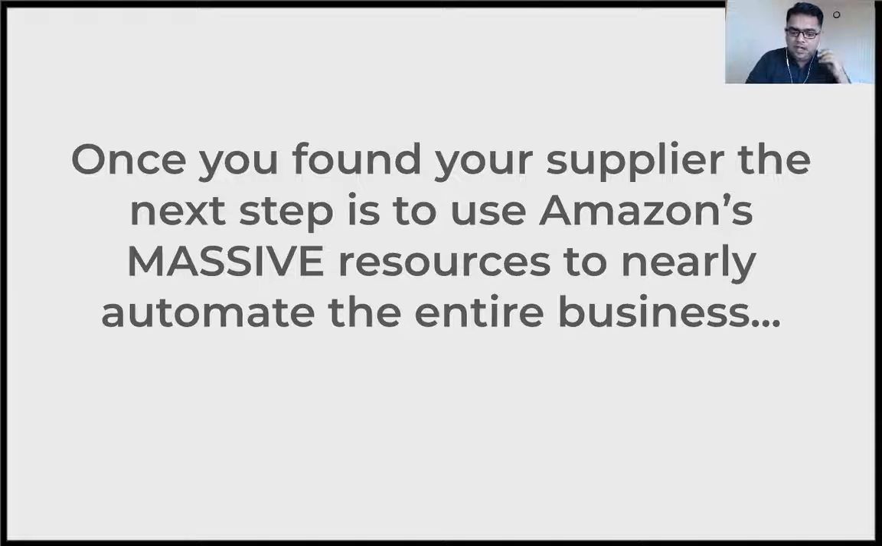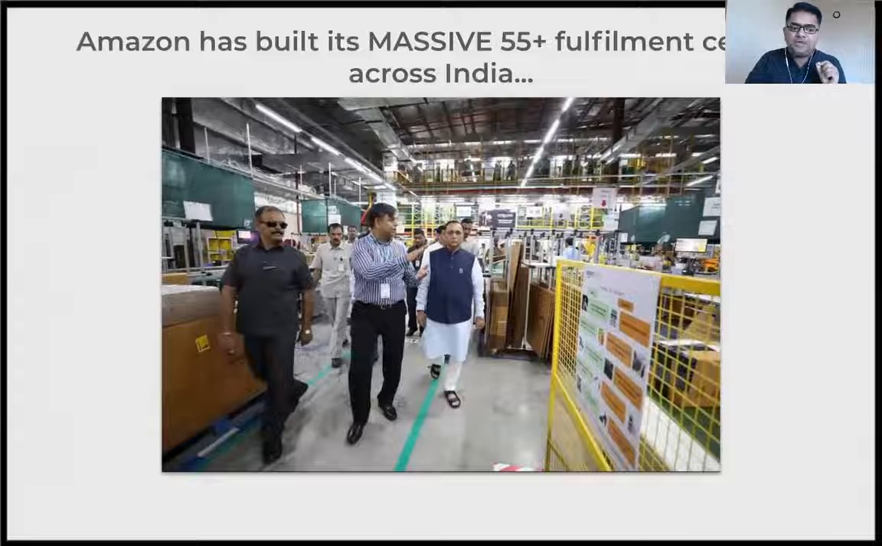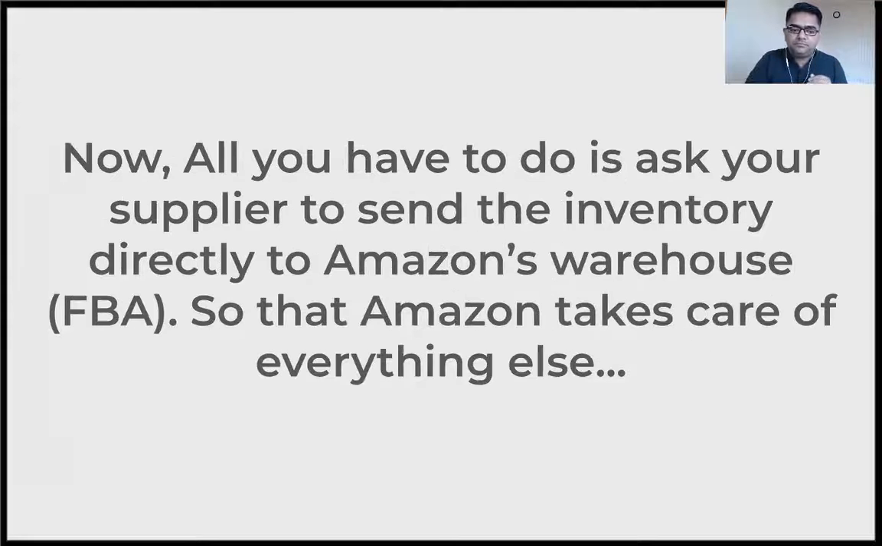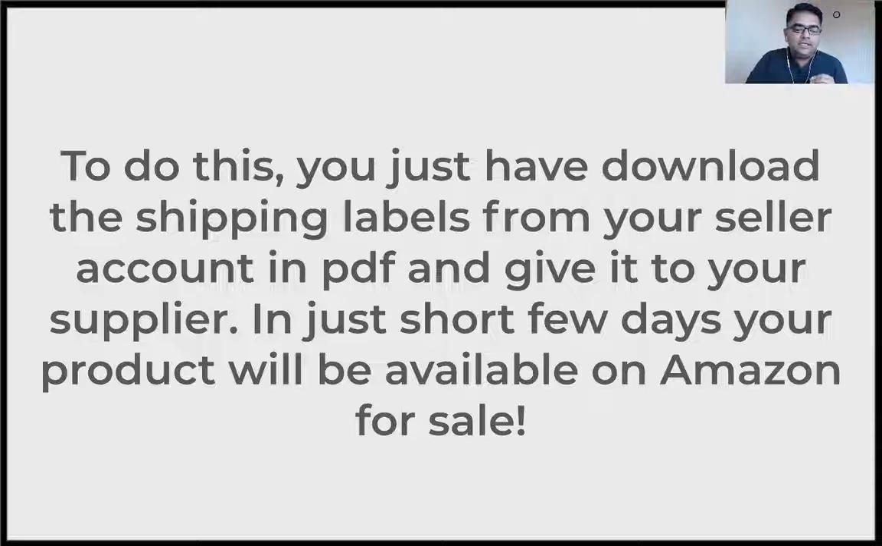automate the entire process. Amazon has built its massive 55 plus fulfillment centers across India. This network of fulfillment centers is built to store and ship products for sellers like you and me. They are called Amazon FBA, Fulfillment by Amazon. Now, all you have to do is ask your supplier to send inventory directly to Amazon's warehouse so that Amazon takes care of everything else. To do this, you just have to download the shipping label from your seller account in PDF and give it to your supplier.